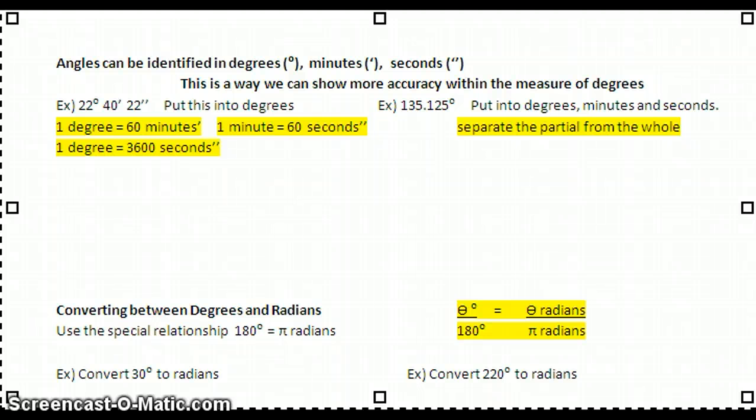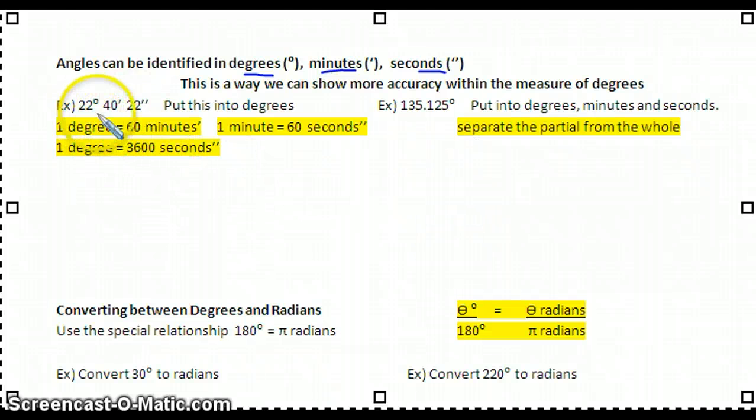We're going to start off today by talking about a way that we can identify our angle measurements with a lot more accuracy than just saying this is a 22 degree angle or a 32 degree angle. We're going to get a lot more specific in terms of labeling these as degrees, minutes, and seconds. It's just a way that we can make a much more accurate measurement instead of just giving it to the nearest whole degree.